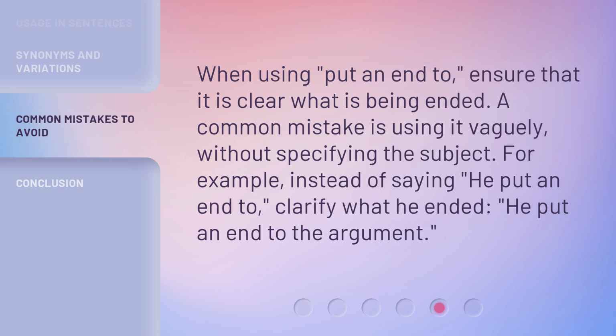When using put an end to, ensure that it is clear what is being ended. A common mistake is using it vaguely, without specifying the subject. For example, instead of saying, he put an end to, clarify what he ended. He put an end to the argument.